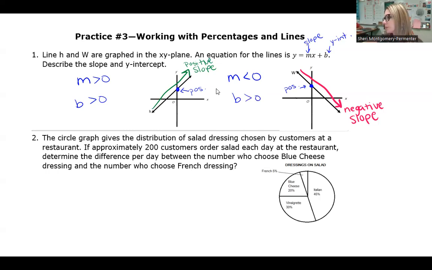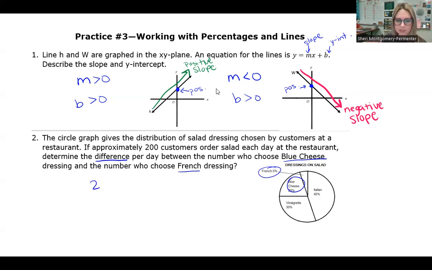So that first question, just read it very carefully. Question number 2, we've seen this one with jelly beans or gummy bears a lot of times. The circle graph gives the distribution of salad dressing chosen by a customer at a restaurant. If approximately 200 customers order salad each day at a restaurant, determine the difference per day between the number who choose blue cheese and French. So French dressing and blue cheese.